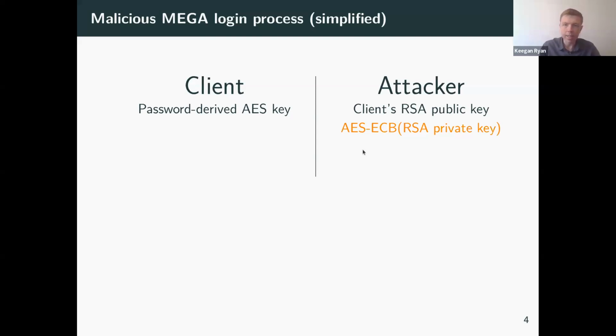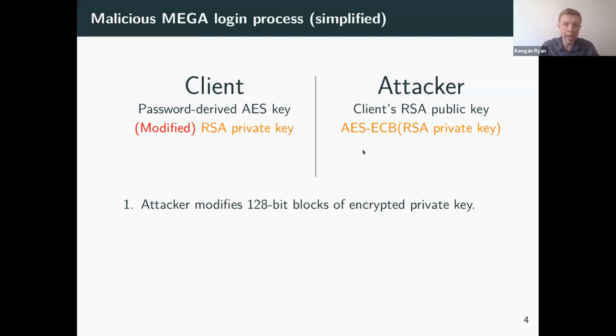This is weak because in AES ECB mode, it's possible for the attacker to modify different bits and different blocks of this encrypted private key, and then those corresponding blocks will be modified in the corresponding plaintext. So the attacker can modify different 128-bit blocks in this encrypted form, send it to the client, and then when the client decrypts it with their password-based key, their corresponding private key will have 128-bit blocks modified. So some of the private key values will be the same and some will be different.